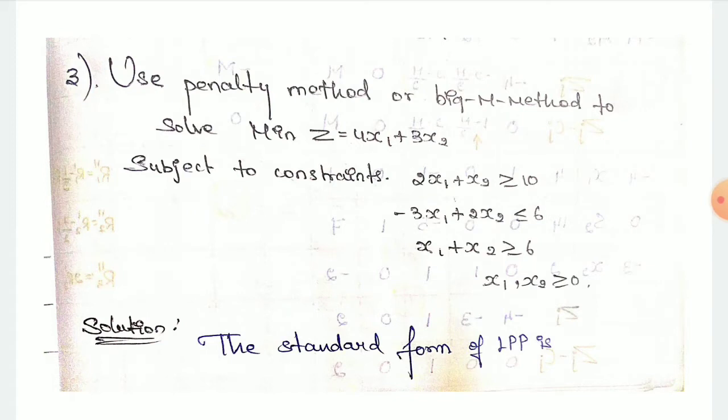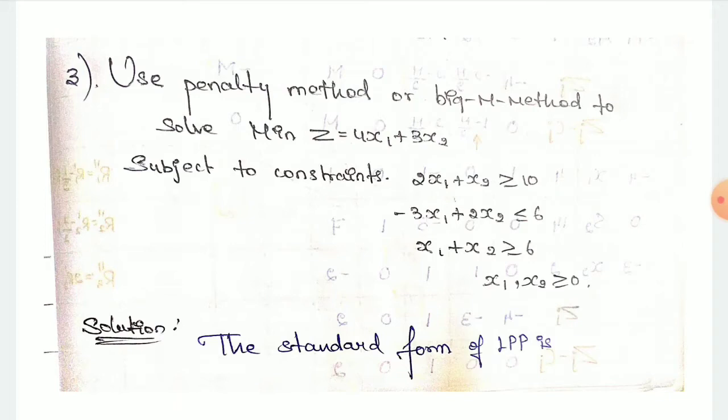The objective function is minus 4x1 minus 3x2, and then we have the constraints. According to these constraints we have to add artificial variable and slack variable. So in this problem we have three constraints. Two constraints are in greater than or equal to form. Only one constraint is in less than or equal to form. So in greater than or equal to form, we have to subtract the surplus variable and add the artificial variable. So first we have to observe the problem.